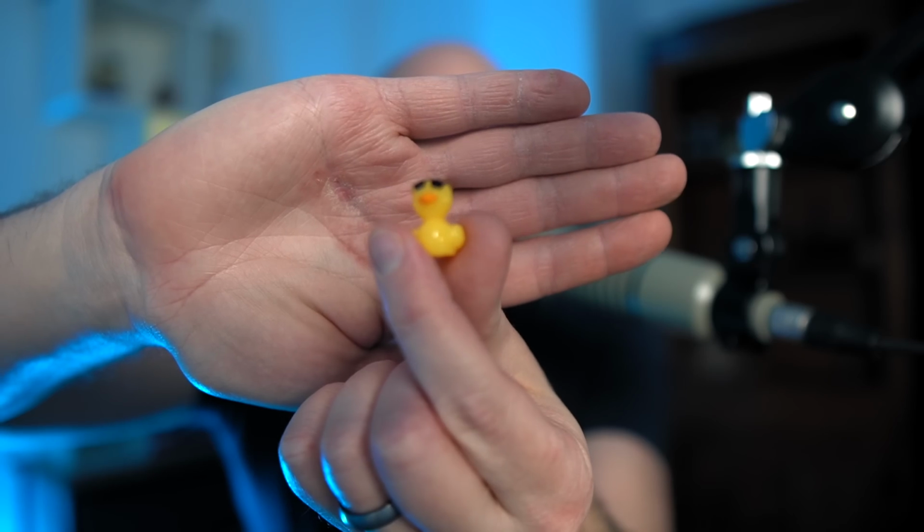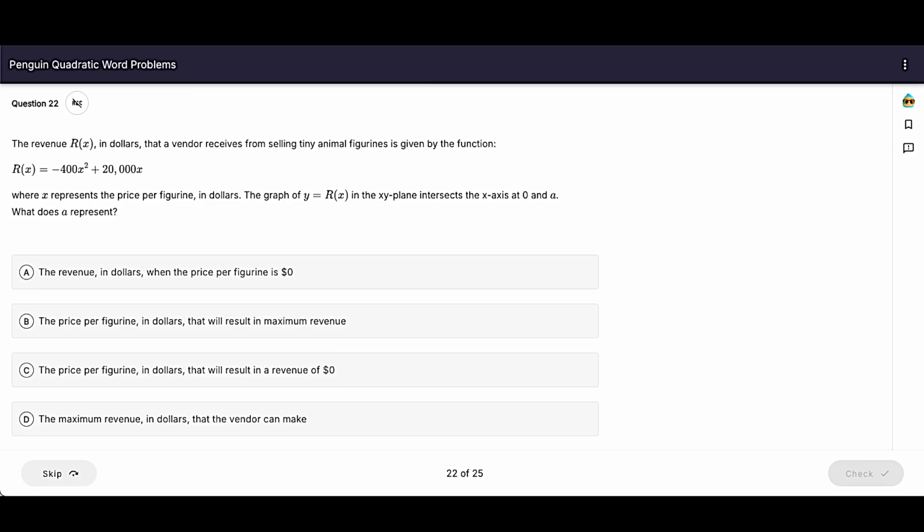All right, the last fairly common quadratic word problem type you're going to run into on the SAT has to do with these little guys right here. These are tiny little figurines of different animals. And let's say I have a company and I sell these cute little animals. All right, so here's our situation. I would definitely pause the video and try it on your own first.